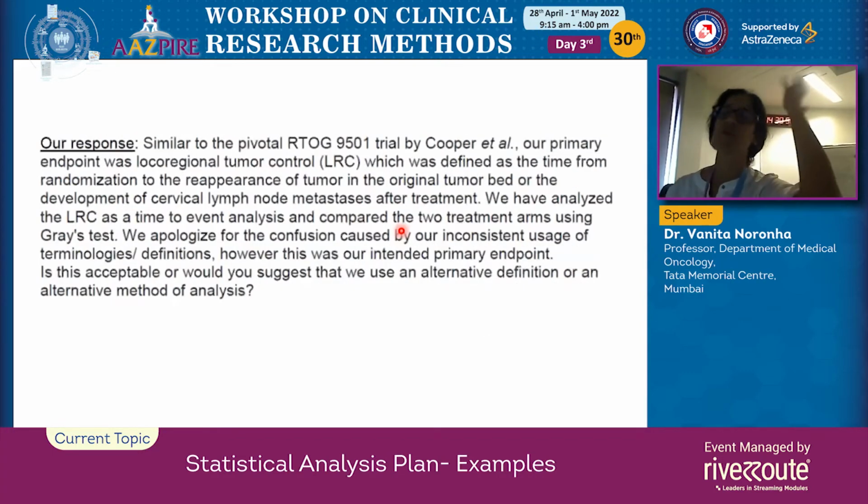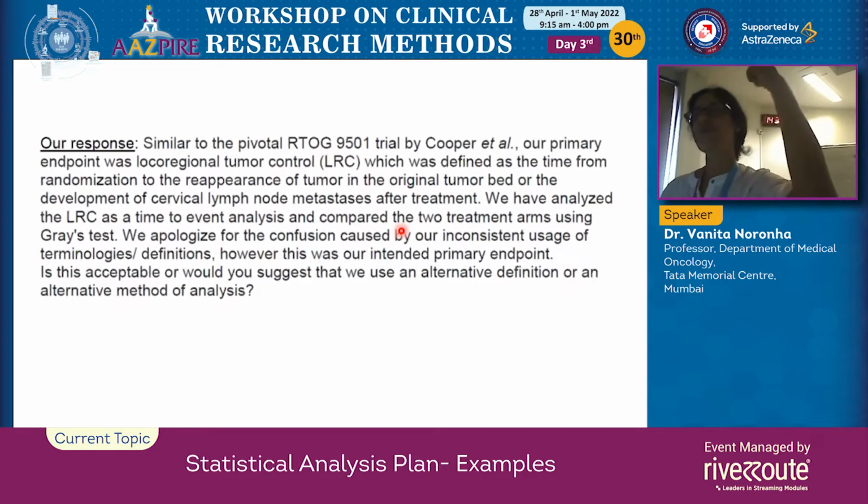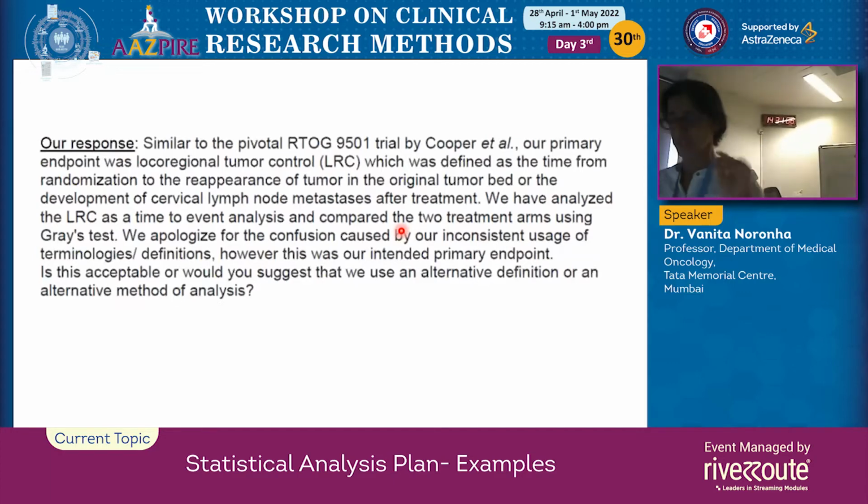So I said, this is what was done in the pivotal trial. This is what we took. In the pivotal trial, they called it loco-regional control. So we called it loco-regional control, even though what we were reporting was loco-regional recurrence. So we apologize for all this confusion and we have used it inconsistently. But our intention was loco-regional control, and is it acceptable to you?